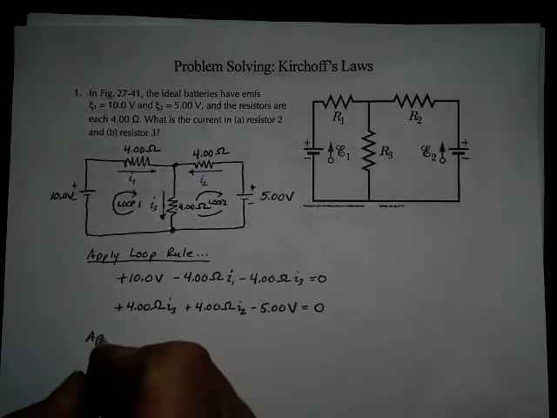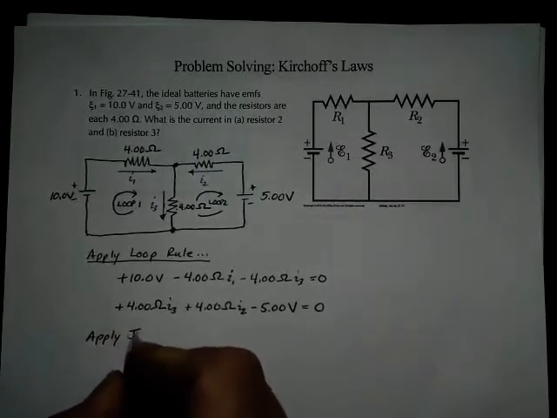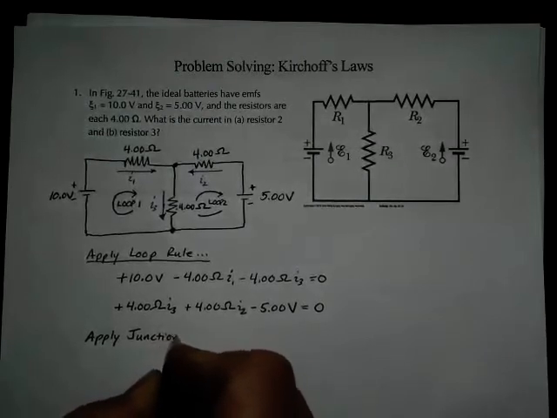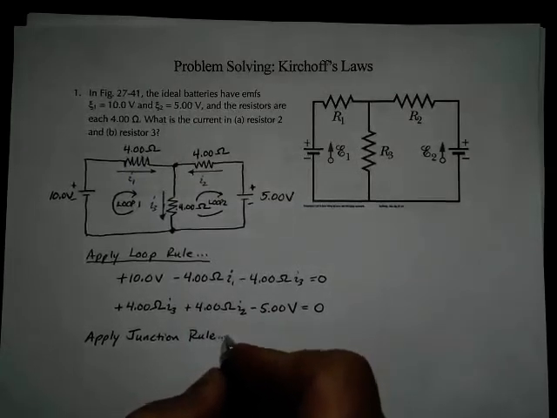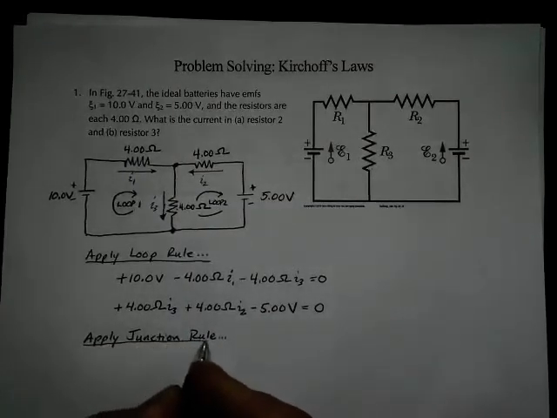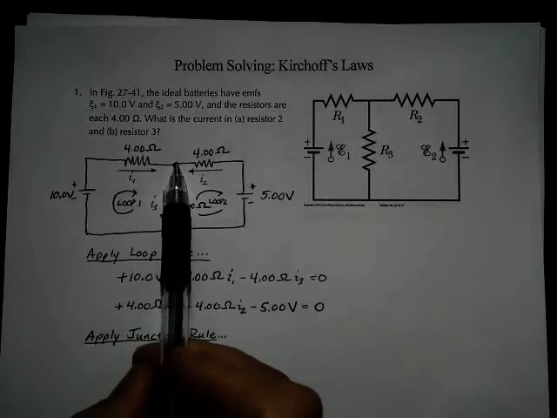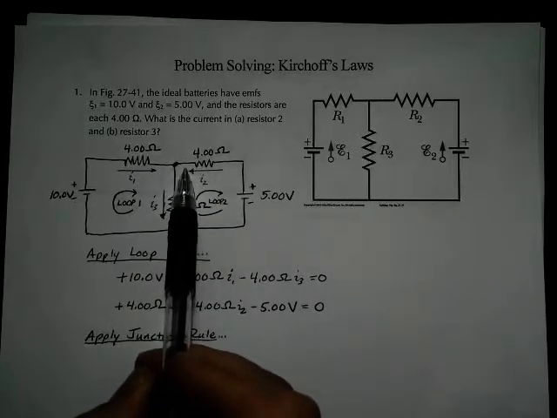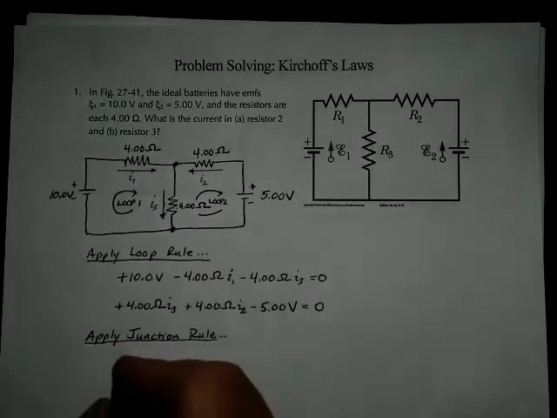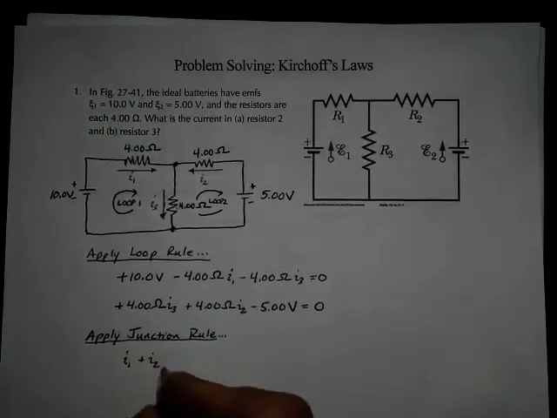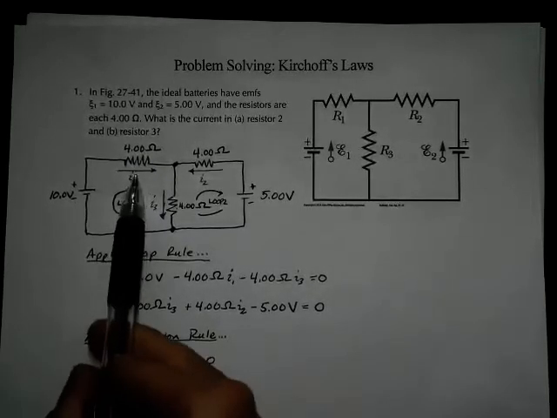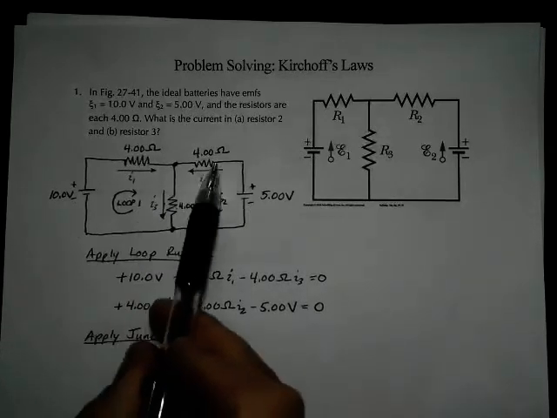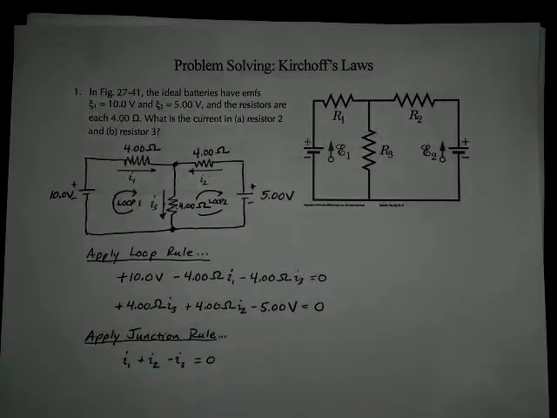Instead, to make my next equation, I'm going to apply the junction rule, which says all of the currents coming into a junction plus all the currents going out of a junction must equal 0. So if I look at this junction up here, I1's coming in, I2's coming in, I3's going out. So I'm going to write that as I1 plus I2 minus I3 equals 0. Some people prefer to write I1 plus I2 equals I3, in equals out. You can do that whichever way you want.